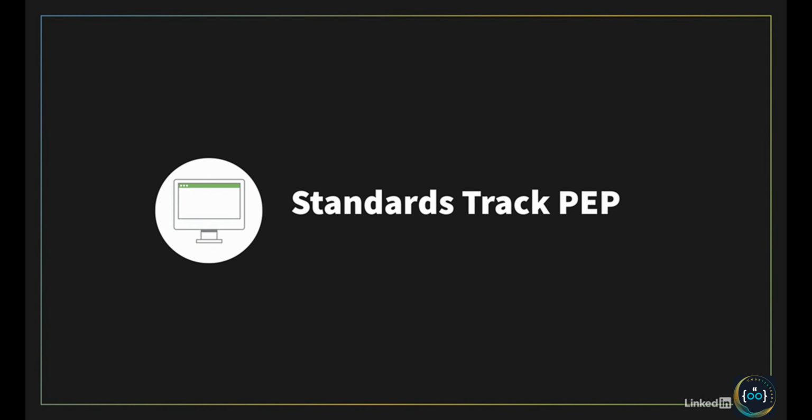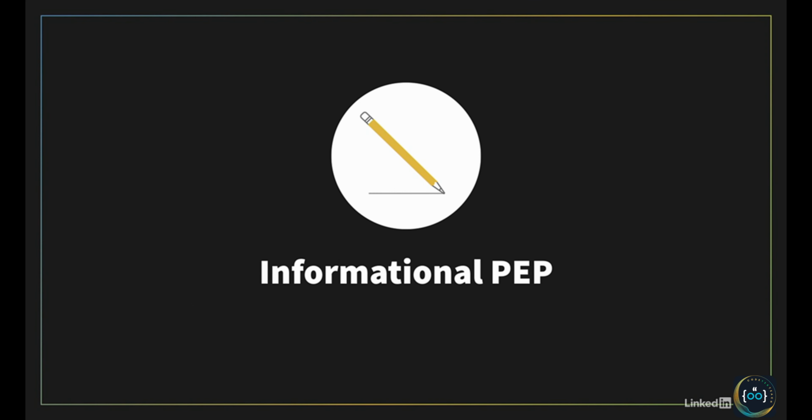A standards track PEP describes a new feature or implementation for Python. It may also describe a standard that will be supported outside the standard library, but will be added in a future release. An informational PEP describes a Python design issue, or provides general guidelines or information to the Python community. It doesn't propose a new feature, and these PEPs don't necessarily represent a Python community consensus.